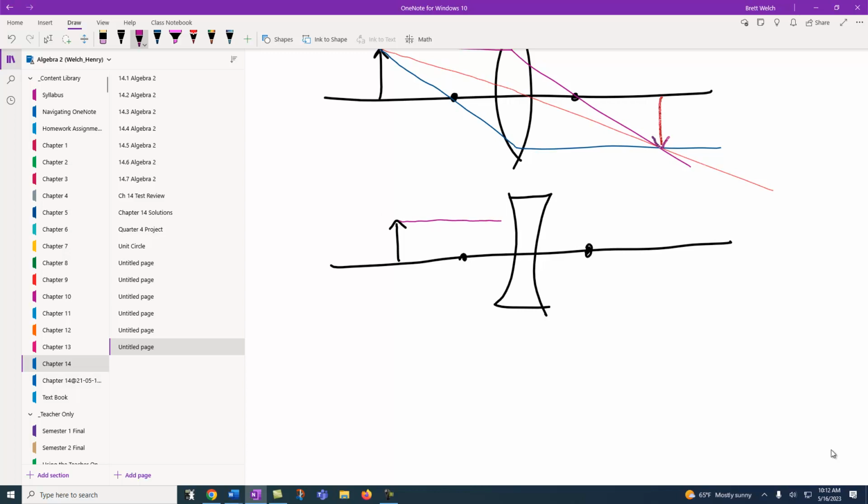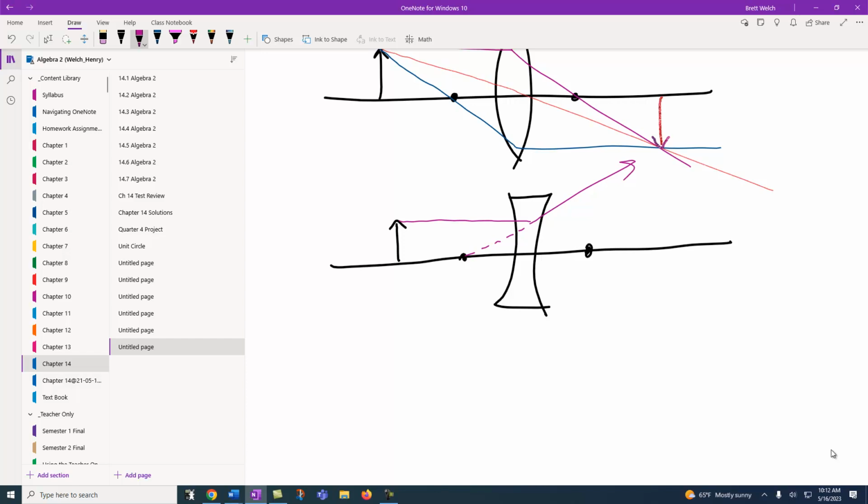It comes in parallel. Instead of heading towards our focal point, it heads away from the first focal point. Meaning it does that. Understanding that because we're talking the diverging lens, it diverges away from the focal point.